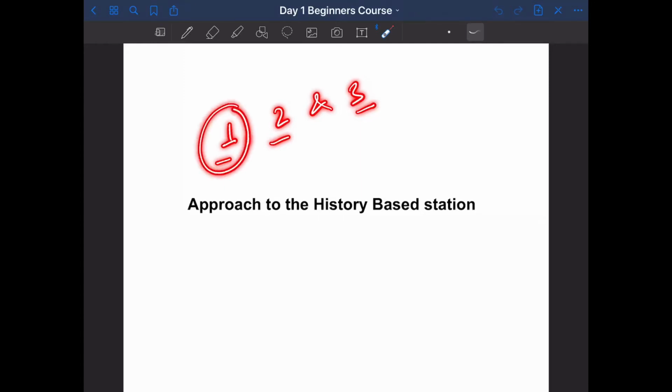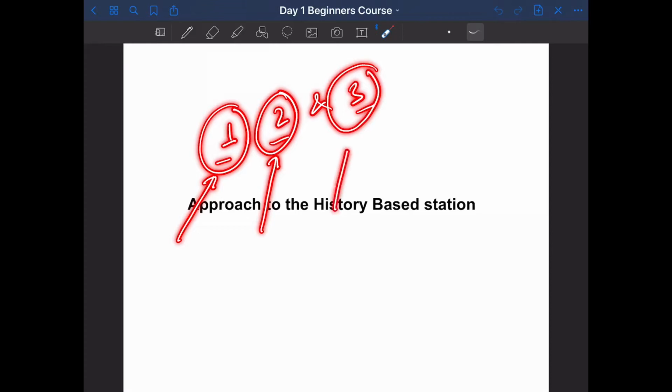In the first section I explained a little bit about the marking scheme of the PLAB 2 exam. In the second section I explained the orientation to the exam center, the testing venue, and in the third section I explained how to understand the candidate task.